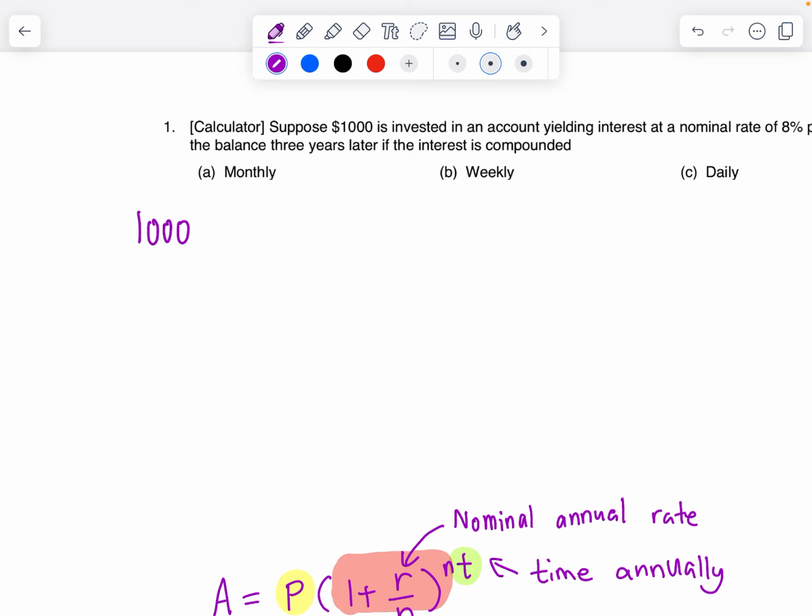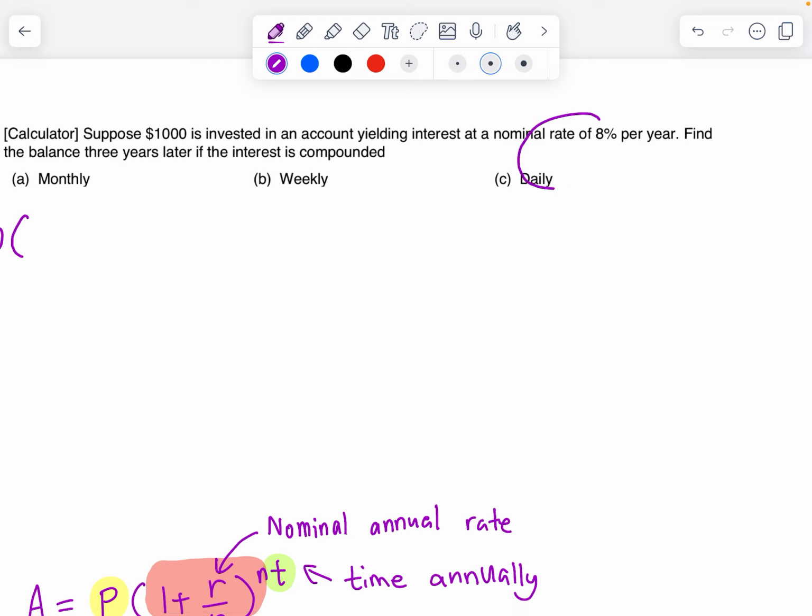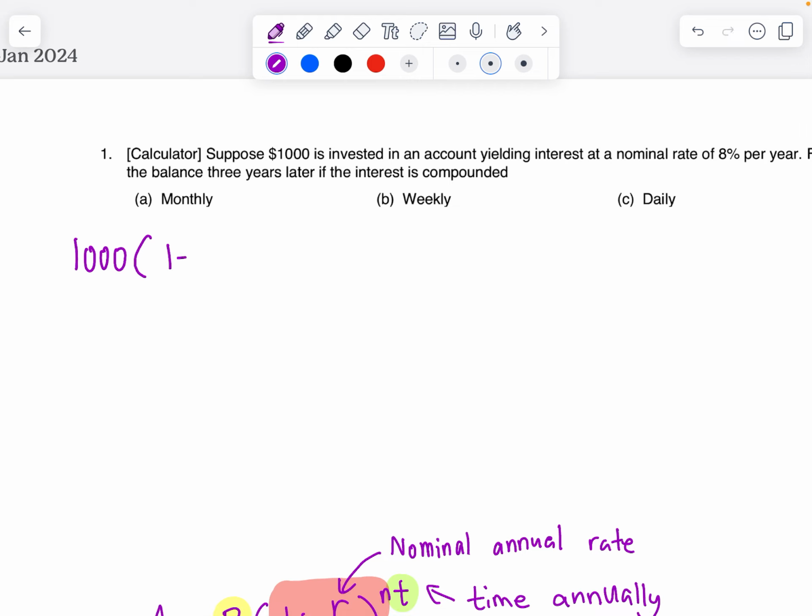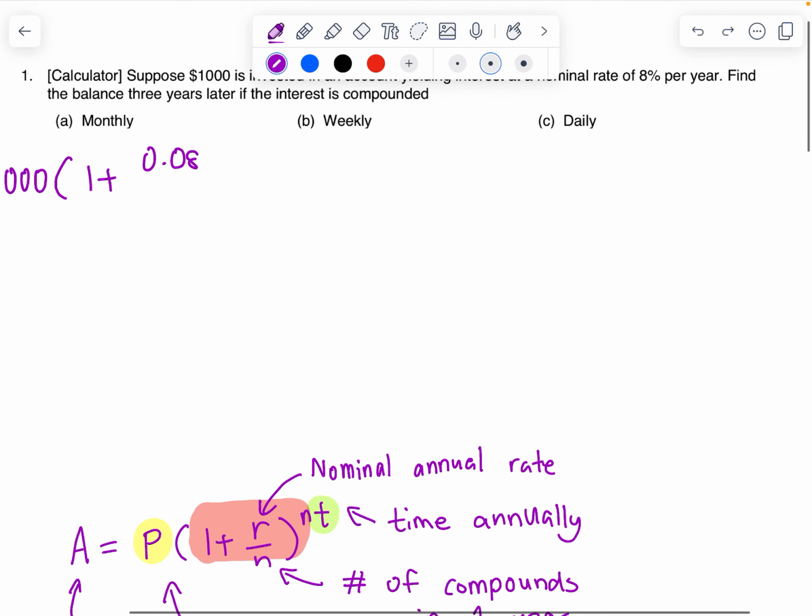1,000, right? Times whatever that's inside. And then here it says nominal rate of 8% per year. So we know that this is the nominal rate, right? So then we know that R is going to be 8%. But be careful, it's 8%, not 8. So if we put it in decimal form, it will be 0.08. Or we could always write it as 8 over 100, which is the same thing as 0.08. So we know that R is 0.08.